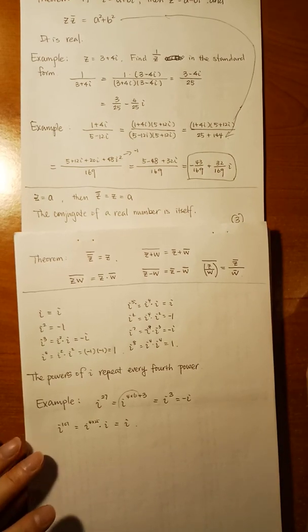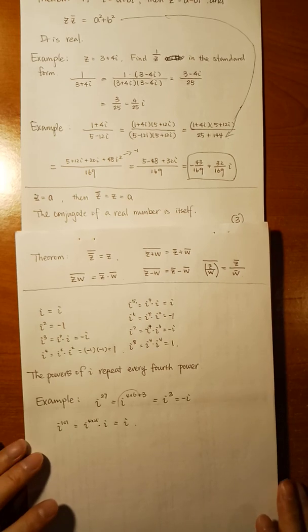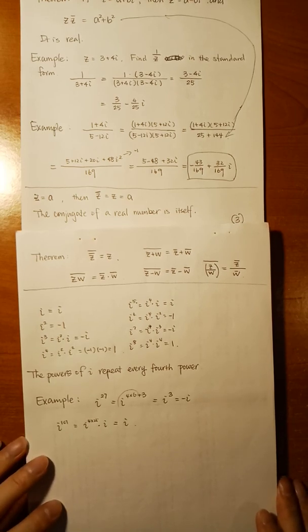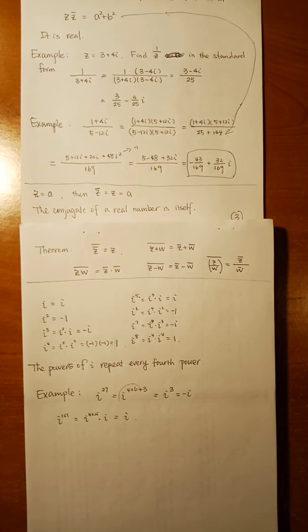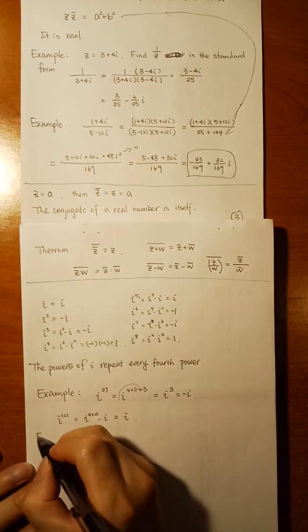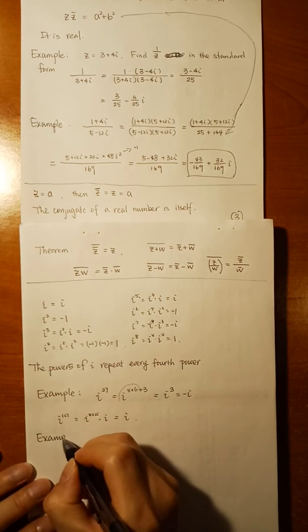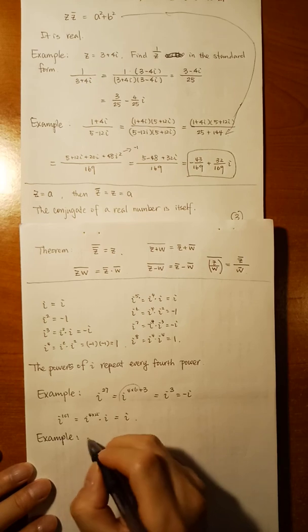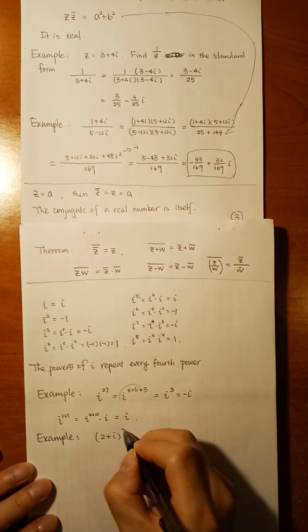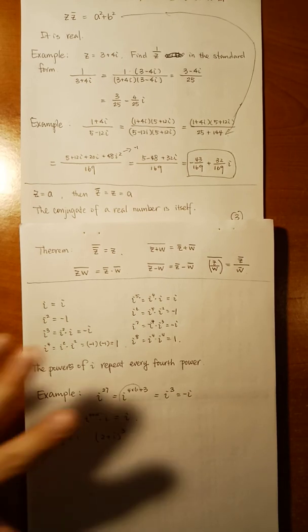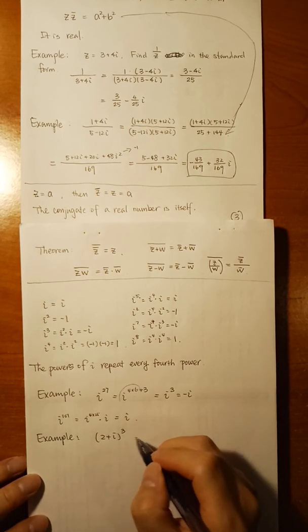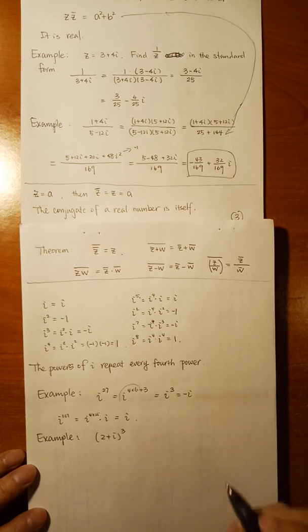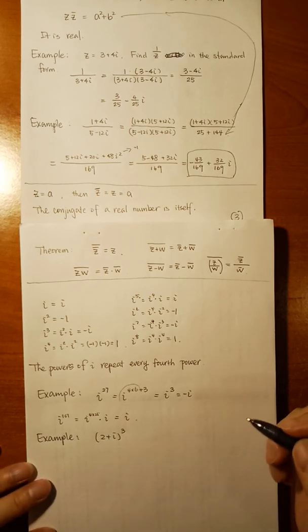Okay, so that's powers of i. After we get the powers of i, let's try some artificial computation. This is not a natural computation, just artificial. It is designed to help you practice this result: (2 + i) cubed.